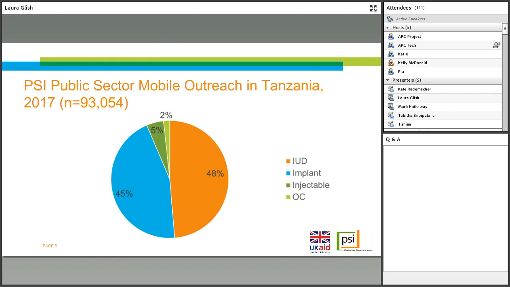The results from this we can see is that when IUDs are highly available and affordable, women do choose them also in other contexts besides just the US. So here in Tanzania, almost half of our clients coming in for these special days when LARCs are available choose the IUD.